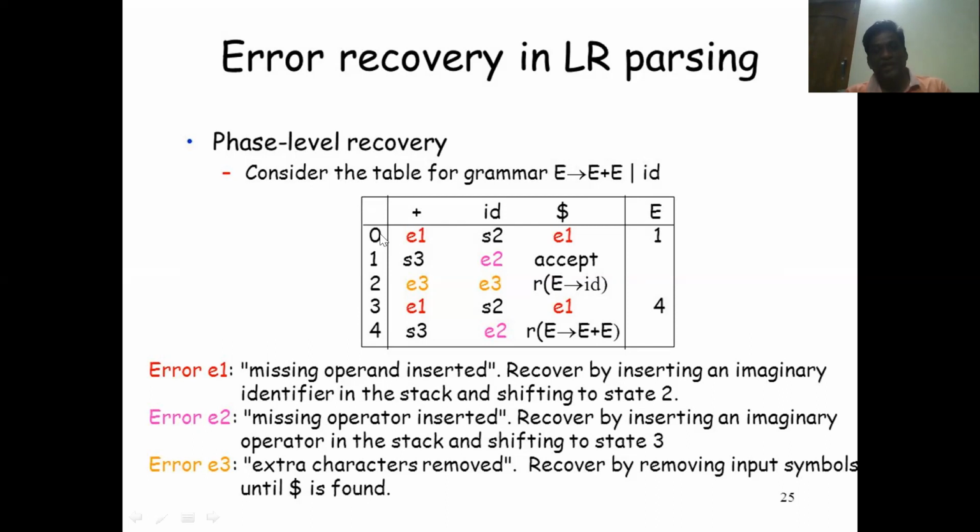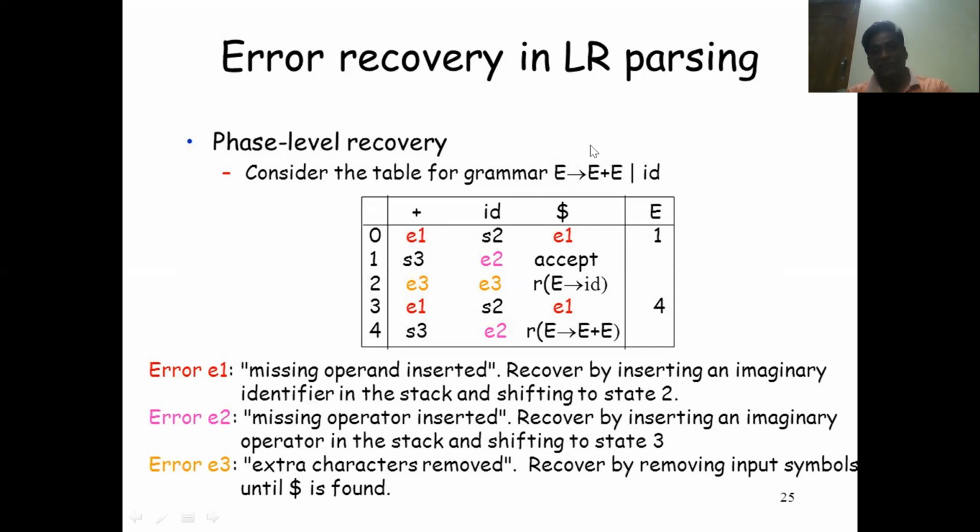Why? How do you identify this? Because plus is identified directly on state 0. State 0 corresponds to the beginning of the parsing. Therefore, at the beginning, there should be an ID. So it corresponds to the error. The corresponding error will be corrected by assuming an imaginary identifier in the stack and shifting to state 2. Why is it moving to state 2? The reason is that an identifier is assumed and plus is already encountered.